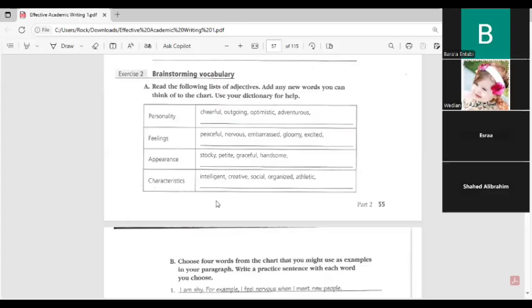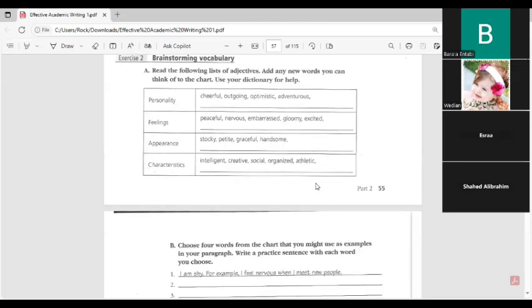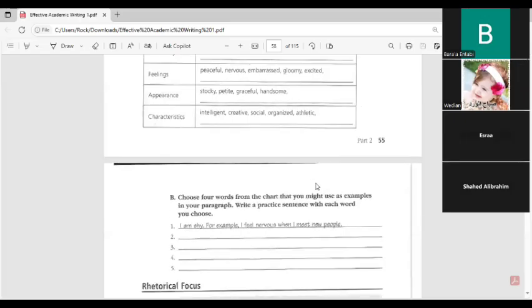If you want to describe characteristic, we can say intelligent, creative, social, same as outgoing, same meaning. Organized, athletic. Athletic means somebody who loves sport, or does sport. Excellent. Okay. Here we can use 4 words from here, from the books, and we can add.